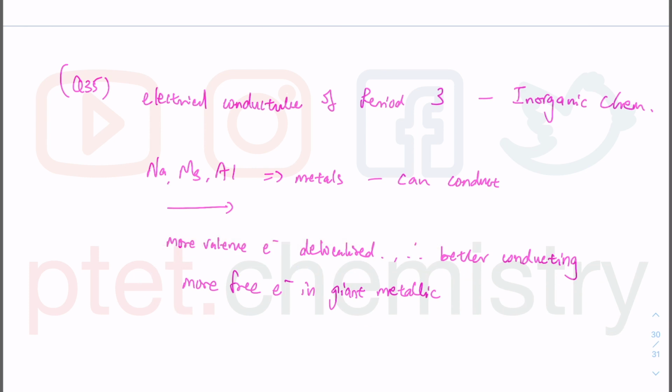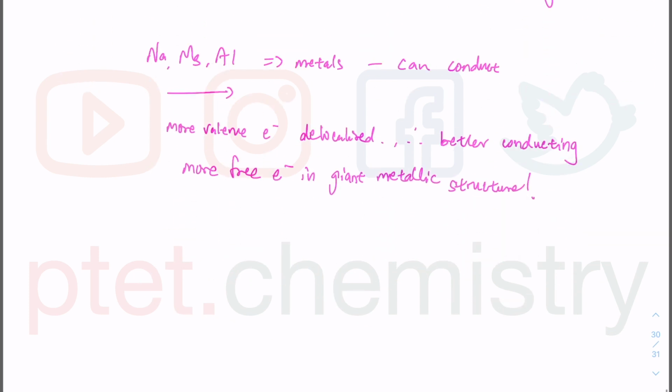More free electrons in giant metallic structure. Anyway, so silicon is a semiconductor, and then you can think about phosphorus such as P4, S8, and then Cl2 and then argon. They are all non-conducting at all.